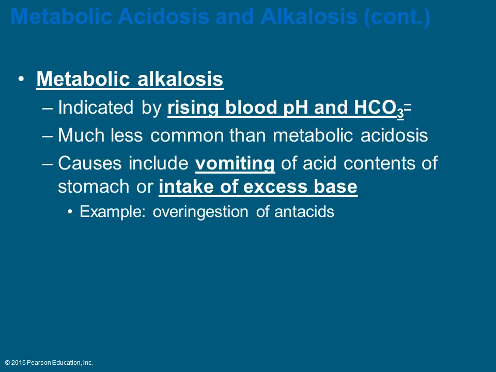With metabolic alkalosis, you have a rising pH. This is not as common. It can be due to excessive vomiting. When you're vomiting, you're getting rid of a lot of acid in the stomach. Another problem can be the ingestion of too much base. And this can be a problem if someone is ingesting too many antacids.